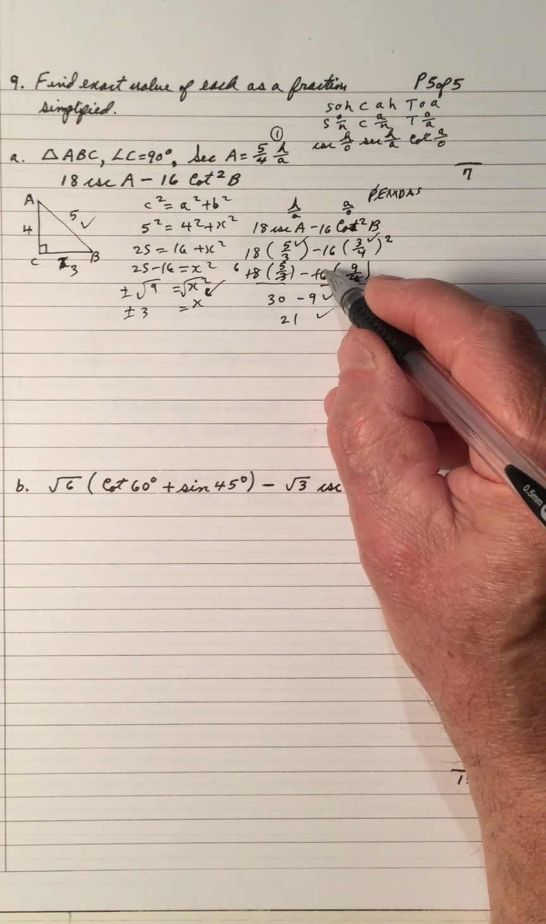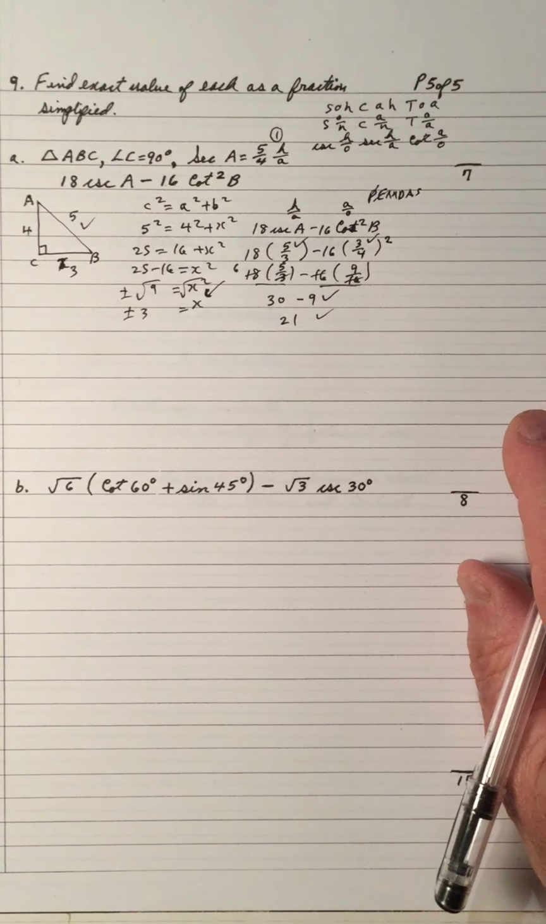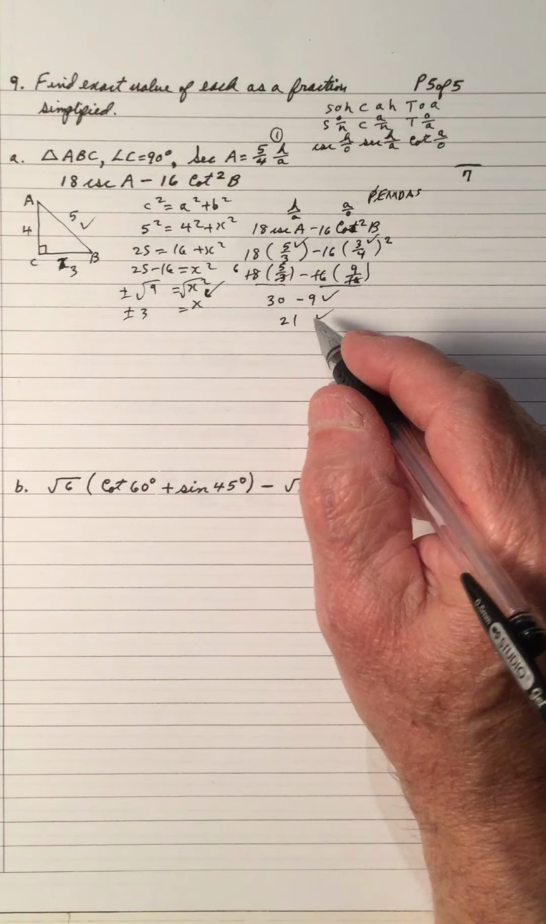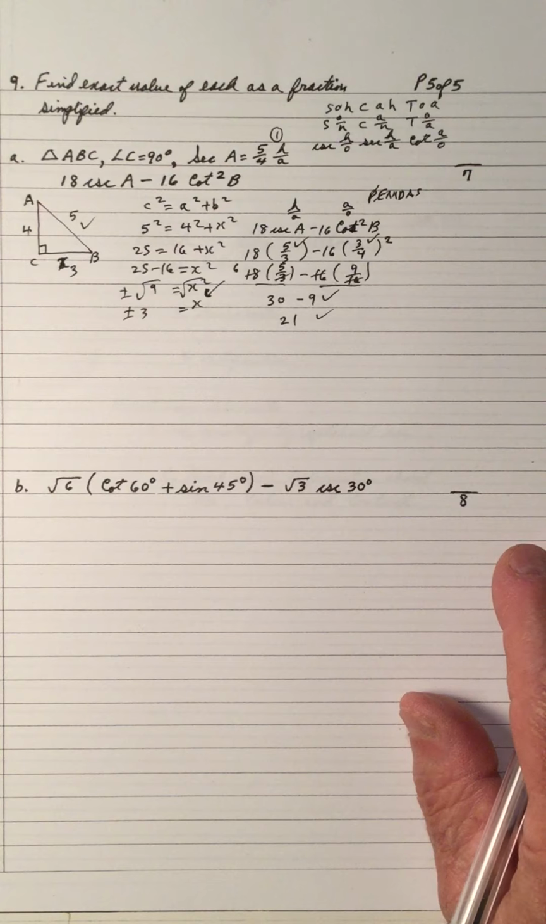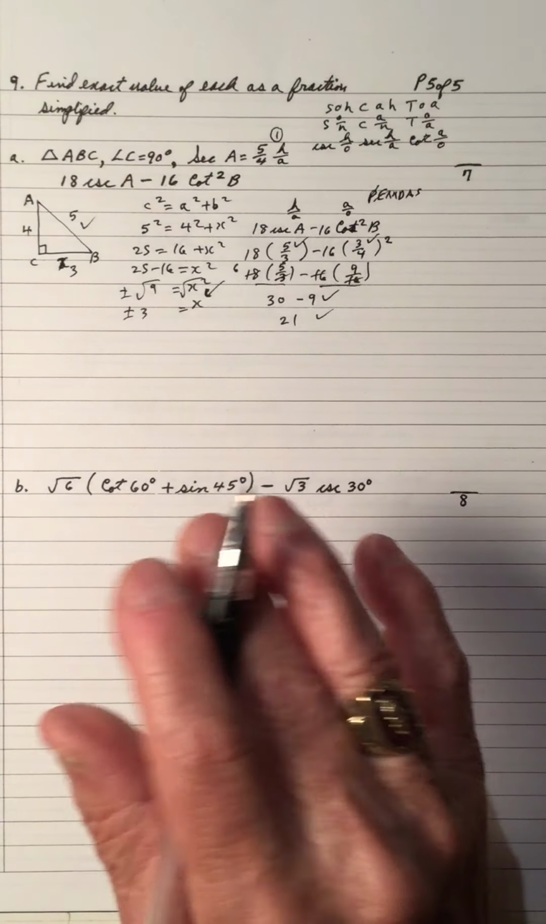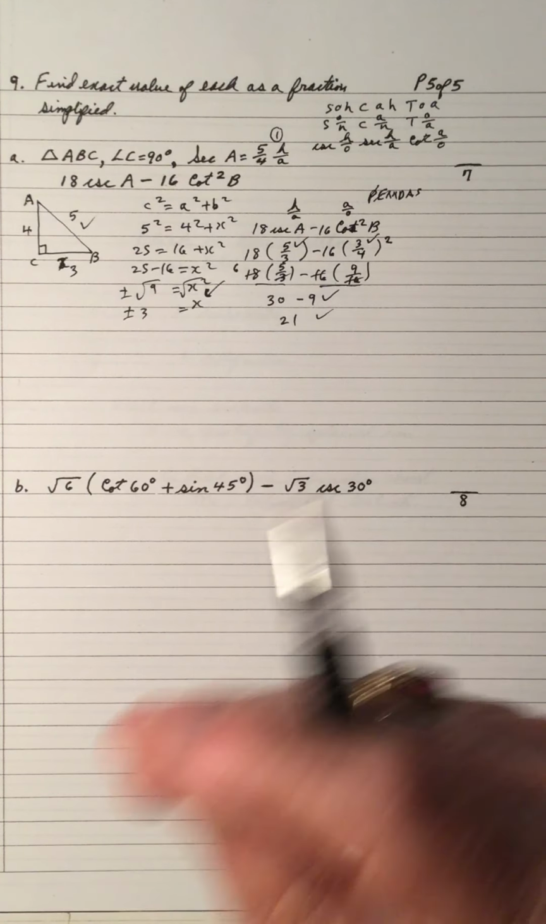Hopefully that's 7 assigned, right? 7 marks. So if you end up with 21, just give yourself automatically 7. If you don't get 21, then see where you made a mistake and give your marks up to that point.